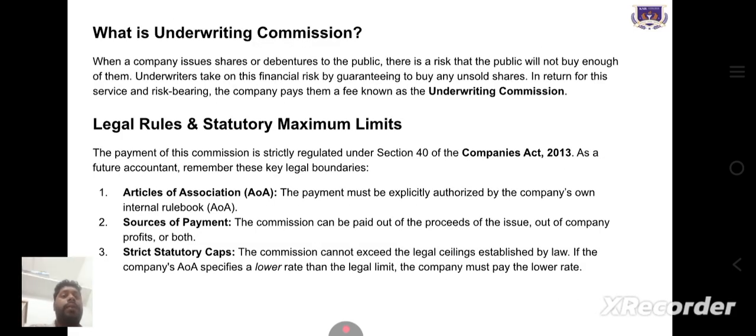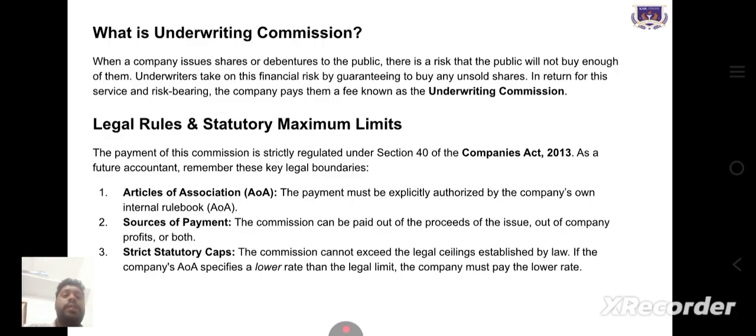What is underwriting commission? When a company issues shares or debentures to the public, there is a risk that the public will not buy enough of them. Underwriters take a financial risk, guaranteeing to take any unsold shares. In return for this service and risk bearing, the company pays them a fee known as the underwriting commission.